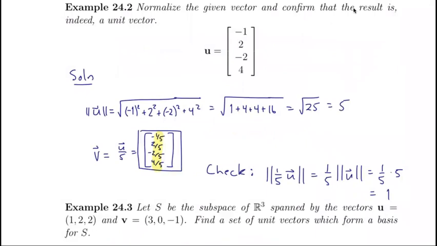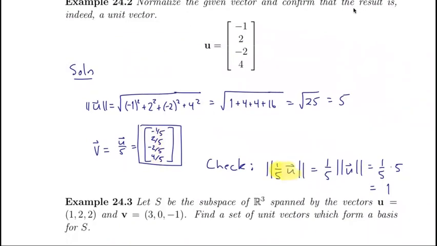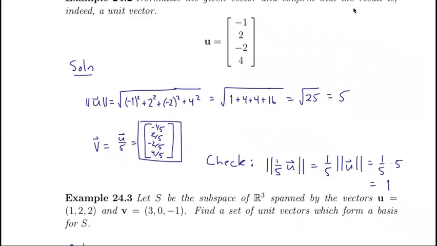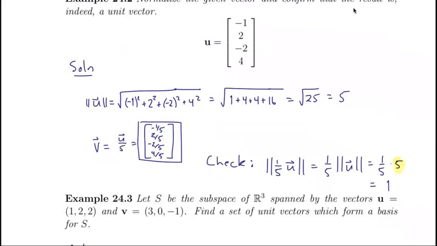Now, we could check that this is actually a unit vector by calculating the norm of v. One way to do that is, the norm of v is the norm of 1/5 u. And we can factor this scalar 1/5 out. This is sort of the lazy person's check of this, right? 1/5 comes out, we're taking the norm of u. We've already seen that the norm of u is 5. So 1/5 times 5 is 1. That is, like I said, the lazy check.